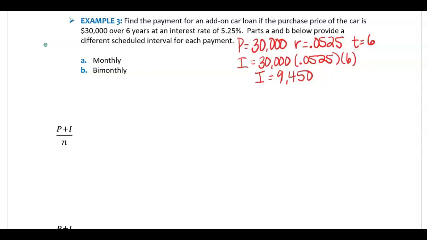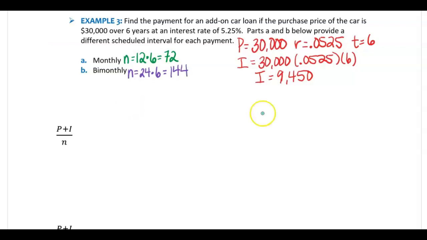We need to calculate N for monthly and N for bi-monthly. So N for monthly would be 12 payments multiplied by 6 years. So you're making 12 monthly payments for 6 years, which is 72 total payments. For bi-monthly, N would be 24 times 6. 24 would represent the number of payments made within 1 year times the 6 years the loan is good for. Multiplying 24 times 6 is 144.